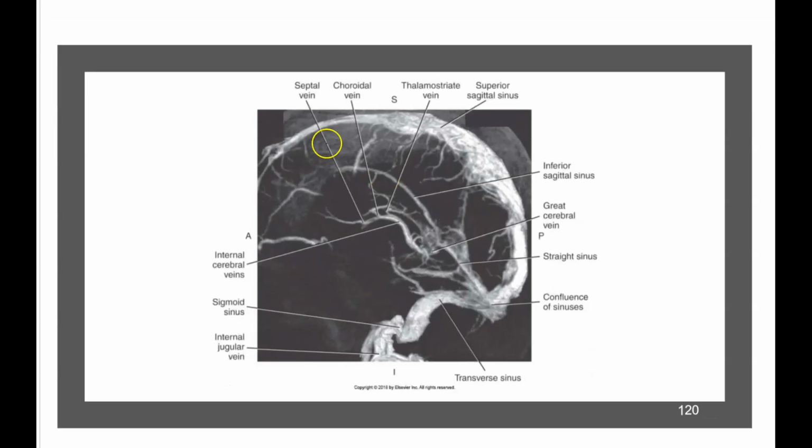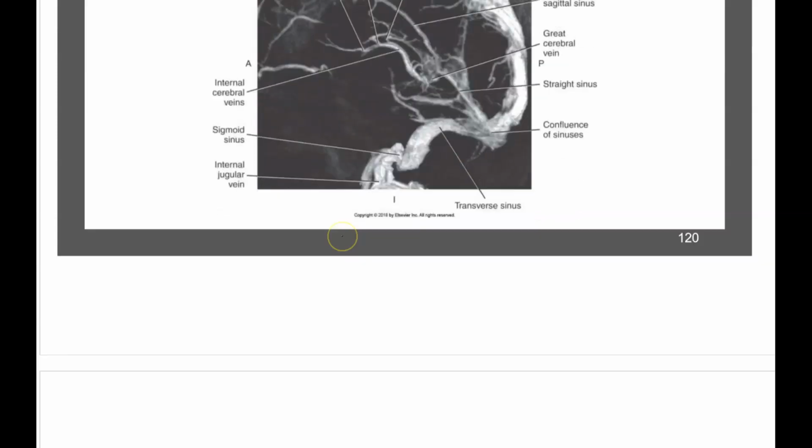So looking here, here's your superior sagittal sinus coming around. We've got our confluence of sinuses. Here's your transverse. Coming up is our straight sinus, and then it branches into our inferior sagittal sinus, and right here, the septal is what I usually call it. So the internal cerebral veins.